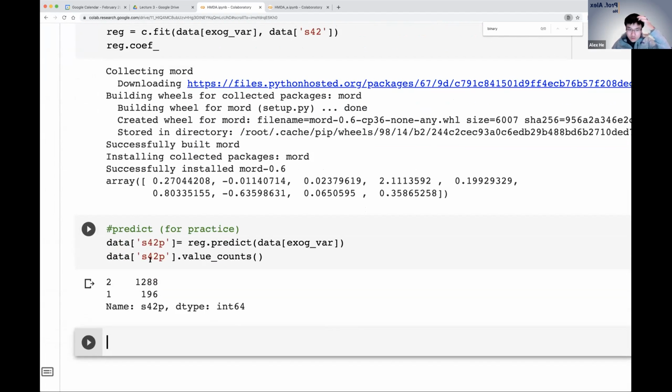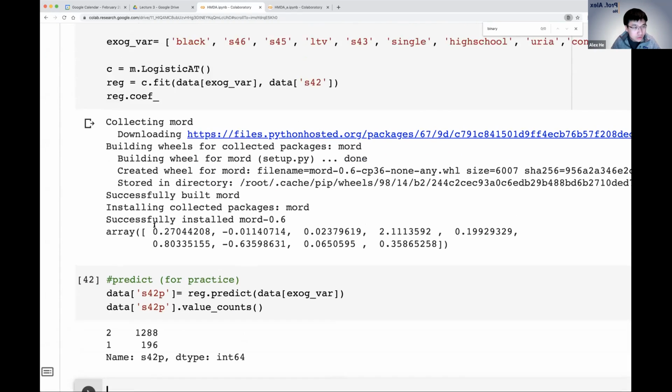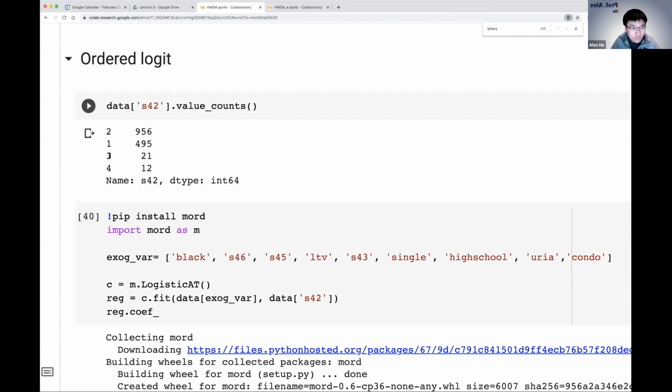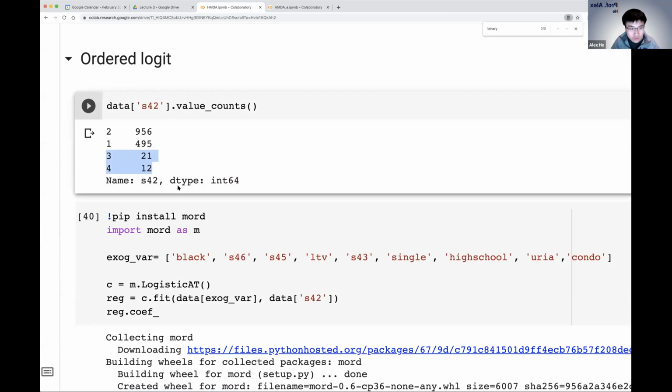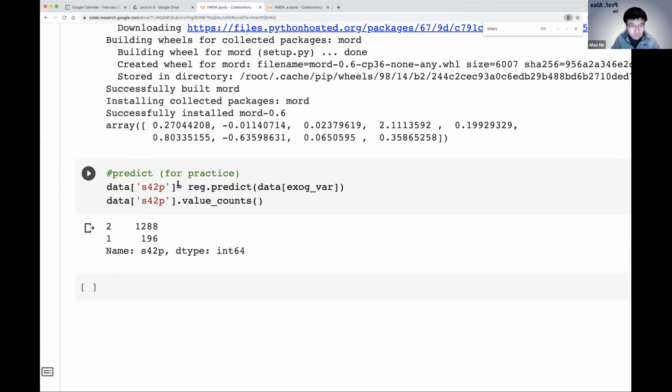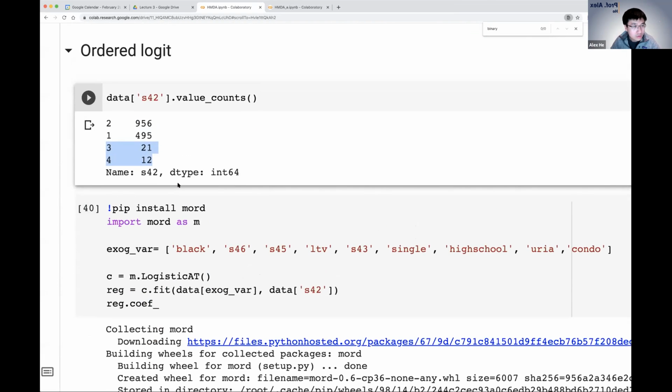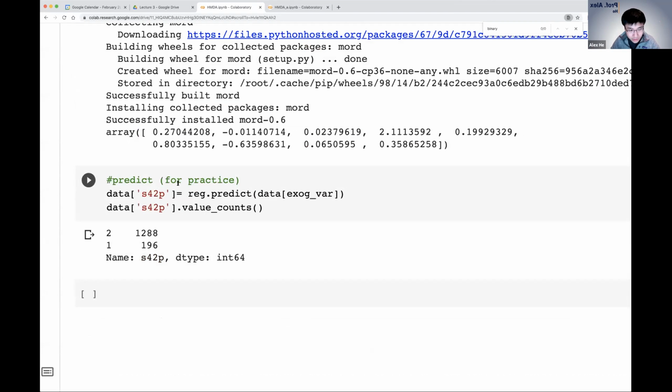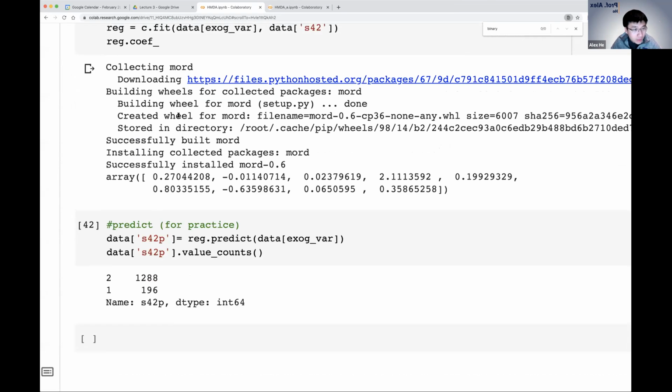Okay, but it's kind of interesting here. It only predicts 1 and 2. So here the distribution of the predicted category doesn't have to be the same as the distribution of the actual values. That's because there are very few 3s and 4s in general, so when you fit the ordered logit or ordered probit model to it, it will just not assign any observation to those categories. So that could happen, okay?